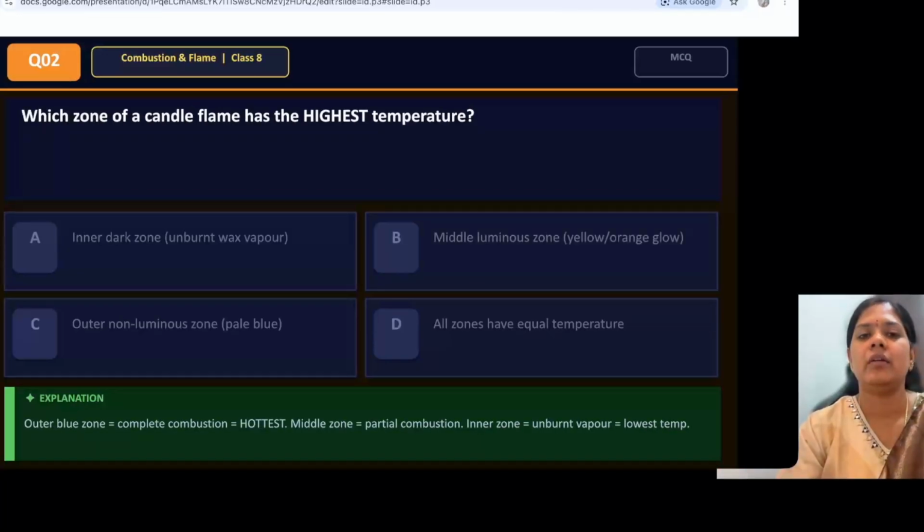Second question. Which zone of a candle flame has the highest temperature? Yes, it is the outer non-luminous zone.